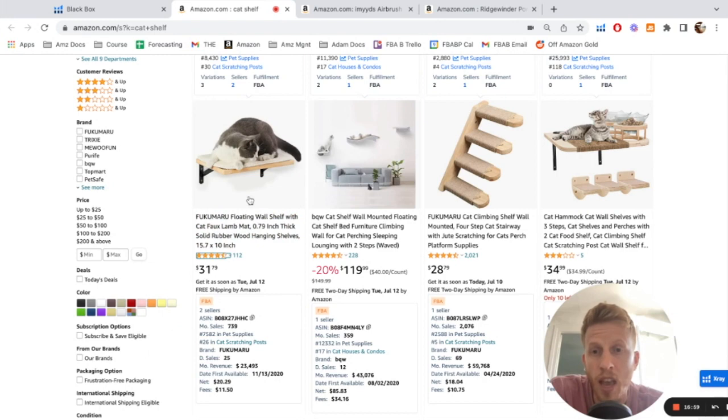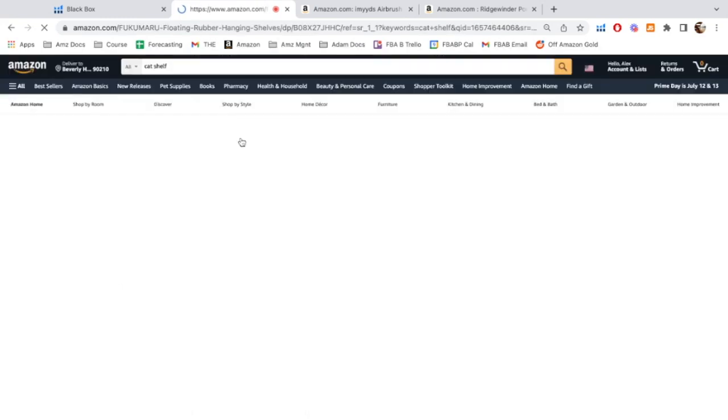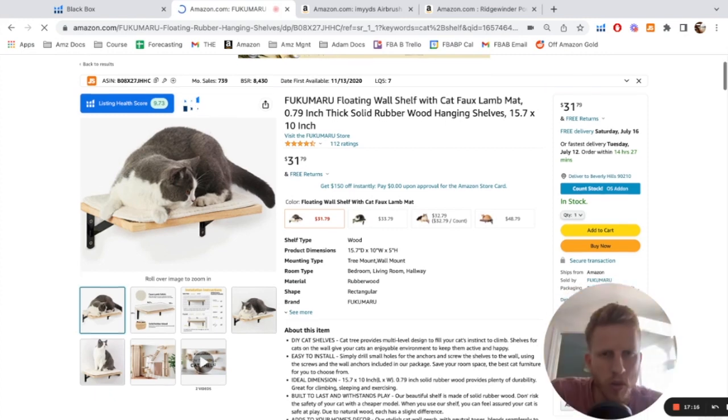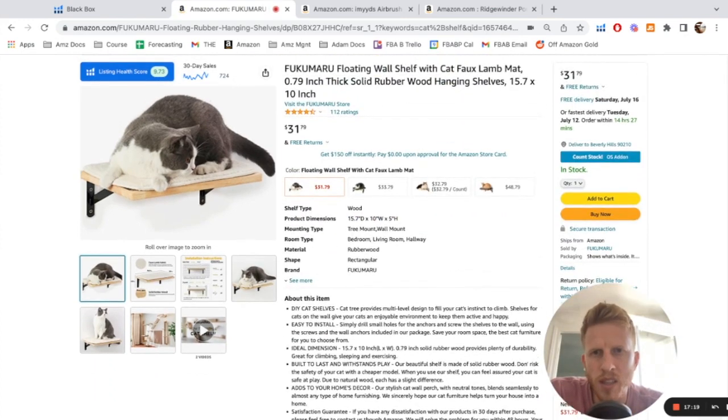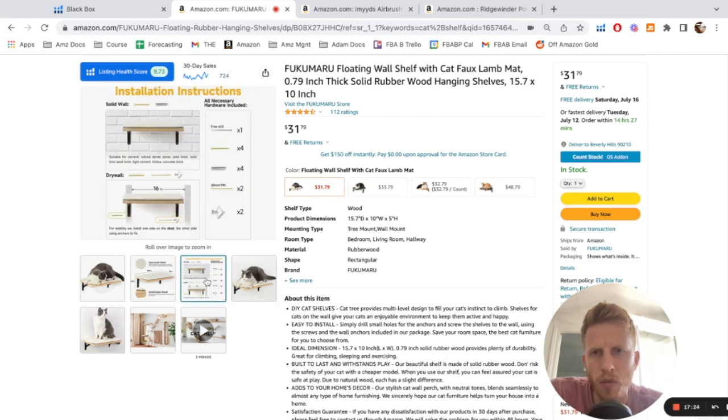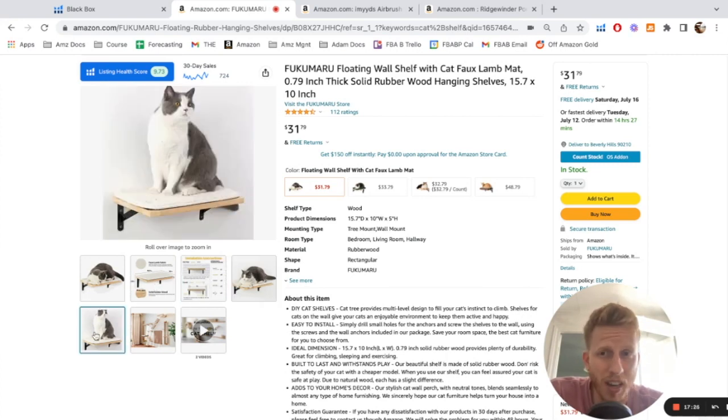So this is, again, I said don't look at reviews, but the way that we look at reviews is to give us an understanding of how old the listing is. I mean, this does tell you, it says date first available 2020, the back end of 2020, but I'm not sure that's always correct, because if it's been around that long and it's only got 112 reviews, there's probably something wrong. So this is literally a shelf that you just put up and the cat kind of just sits on there. And it's actually a really nice listing.